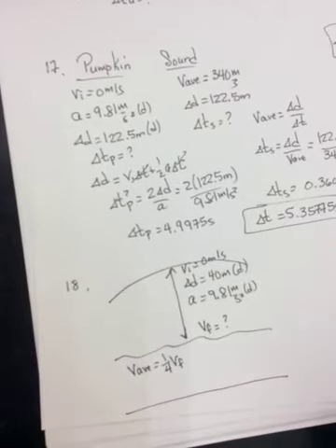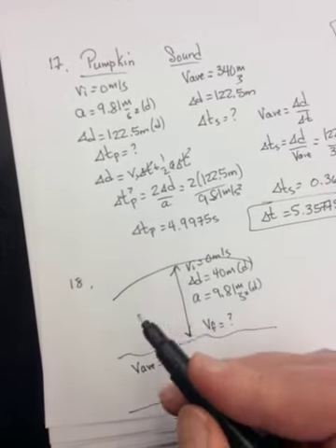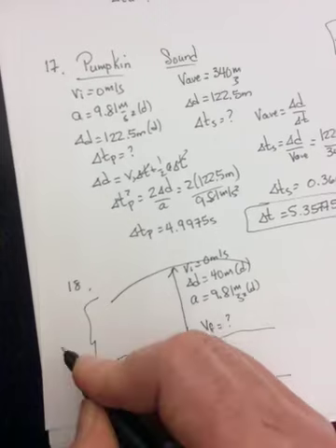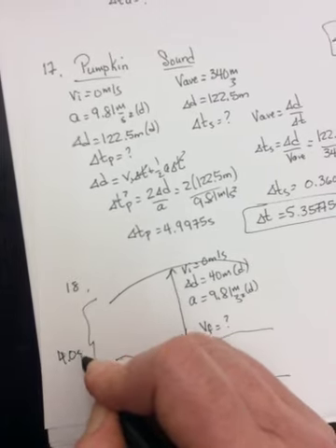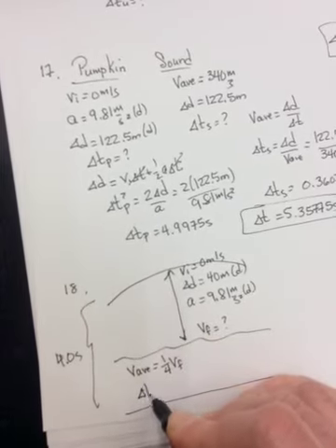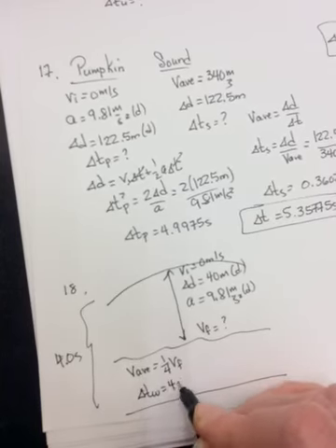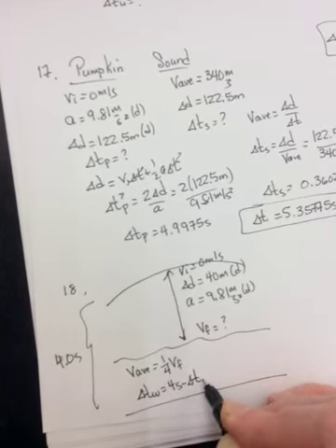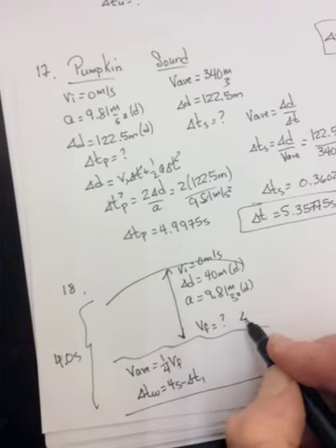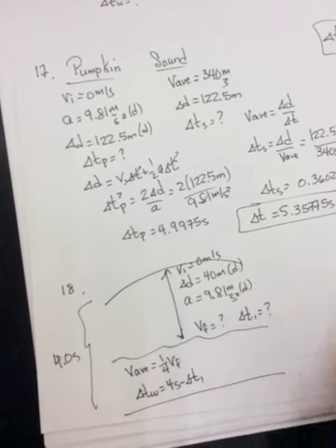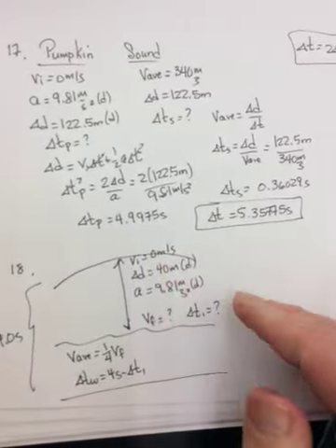It takes 4 seconds from the time it was dropped till it lands. So this whole thing is 4 seconds. So that means the time in the water will be 4 seconds minus the time in the air. Okay, but we don't know the time in the air. So the first steps are to find the time in the air and the VF.